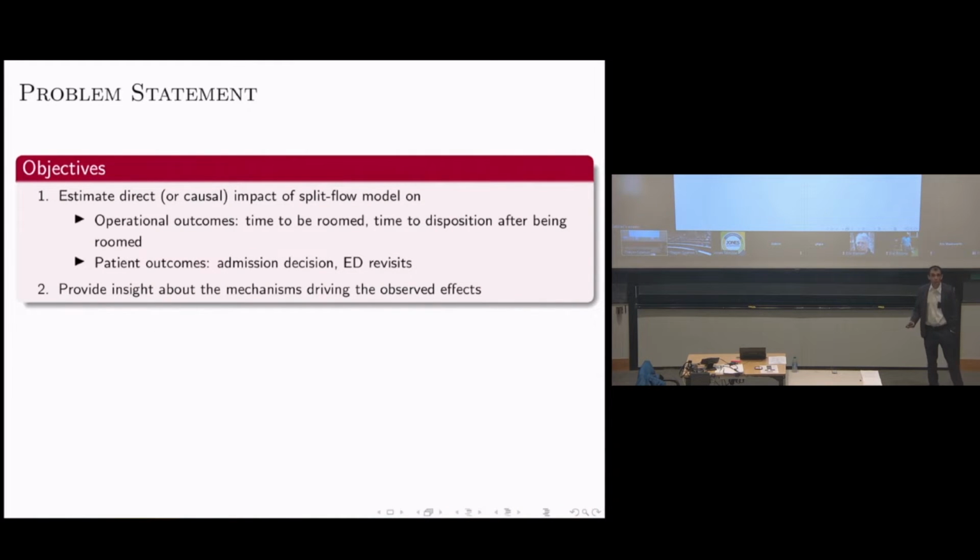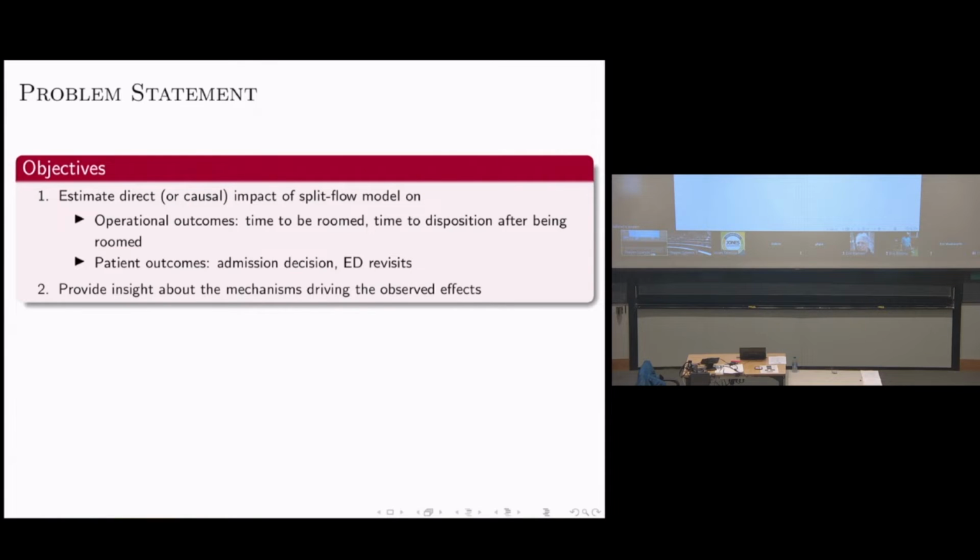Okay. So we had two objectives. The first one is to estimate the direct, or perhaps we're going to call it causal, impact of split flow on outcomes, and I'll come back to this in a second. Now suppose that we do estimate some effects. Maybe it comes back, depending on the outcome that you're measuring, that split flow is really good for patient flow. Well, we want to try to find out what the reason for that is. So what's the mechanism that's driving the estimated effects?